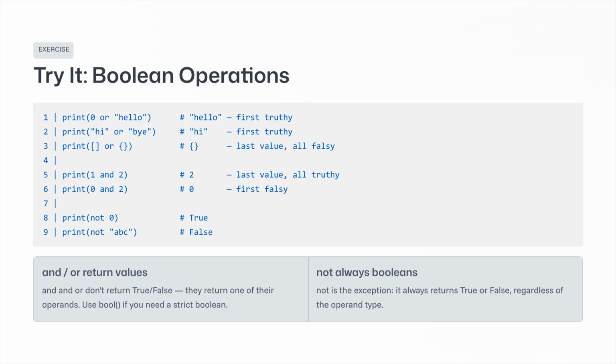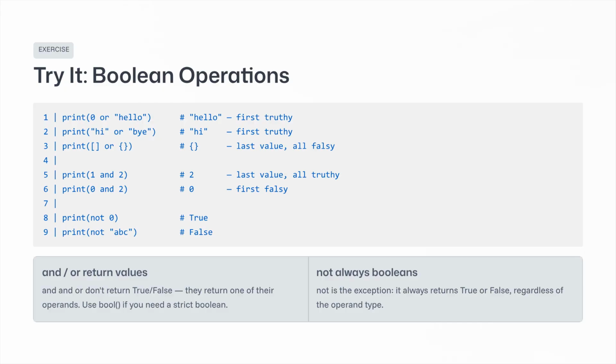Line 5, 1 and 2. 1 is truthy, so we evaluate and return 2. Line 6, 0 and 2. 0 is falsy, short circuit, return 0. Line 8, not 0 is true. Line 9, not ABC is false.